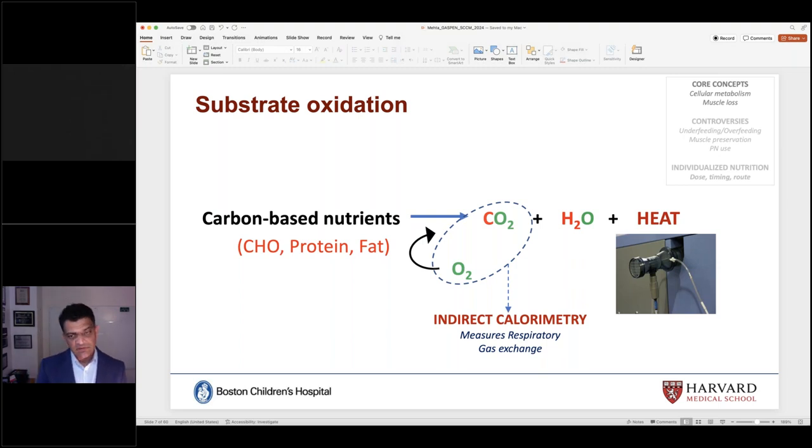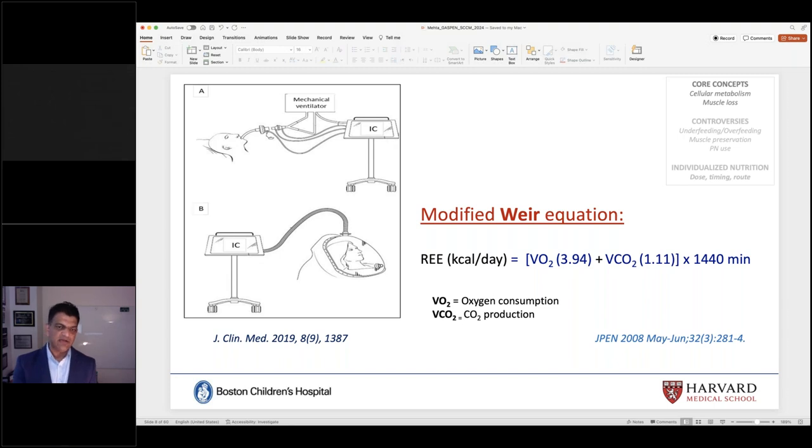Based once again on several experiments 100 years ago, we can extrapolate these gas exchange parameters into actual energy expended by an individual on a minute-to-minute basis in order to generate energy for basal metabolism, growth, and heat production. The modified Weir equation is one such that we use, and indirect calorimetry is one such tool that allows us to measure metabolism and therefore get some insights into the energy requirement in a critically ill child or an adult.